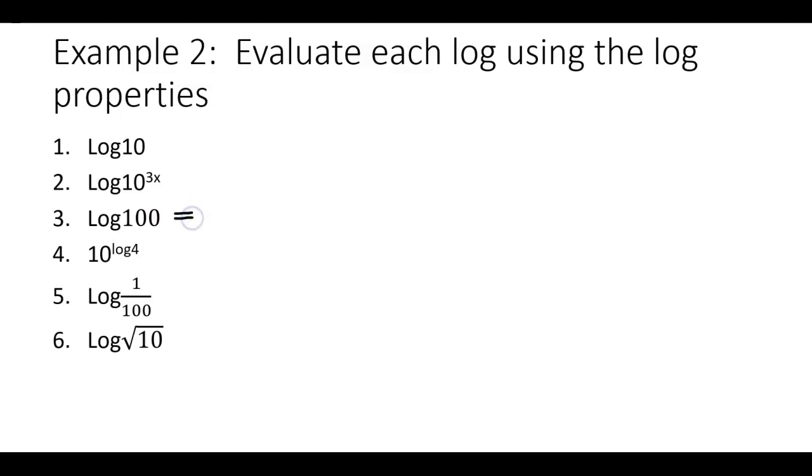So what I don't like about number 3 is that it's 100. My properties don't have hundreds there, right? They're all 10s. But I can change that into a 10 to the what? Second power. Now what property can I use here?